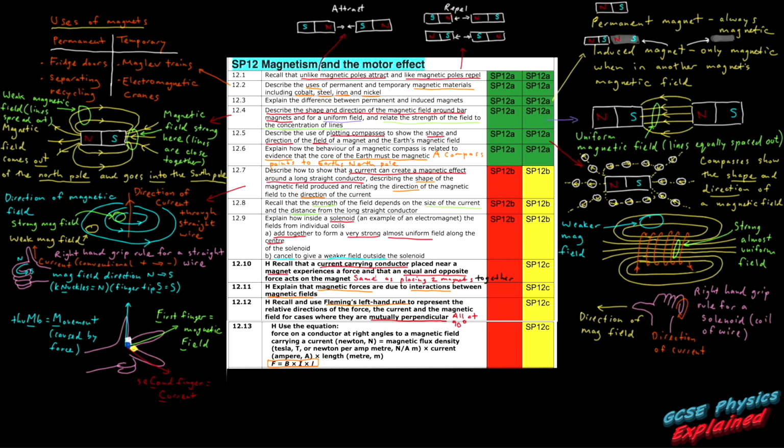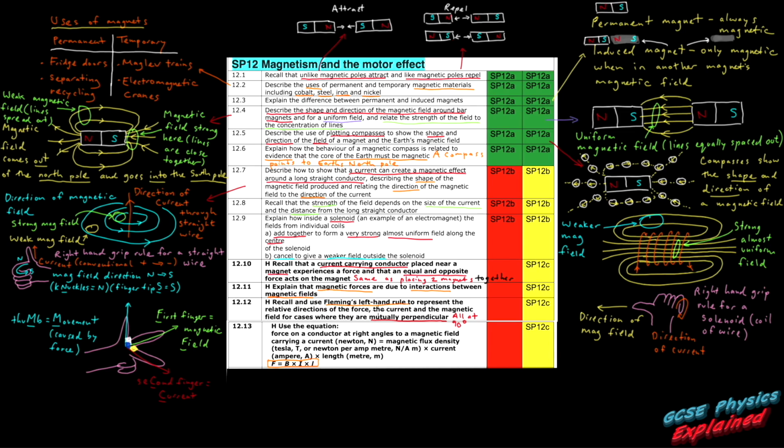Recall that a current carrying conductor placed near a magnet experiences a force and that an equal and opposite force acts on the magnet. Well, that would be the same as placing 2 magnets together. So if you placed a magnet inside this magnetic field, it's going to repel or attract. Explain that magnetic forces are due to interactions between magnetic fields. Yeah, that's just a statement.